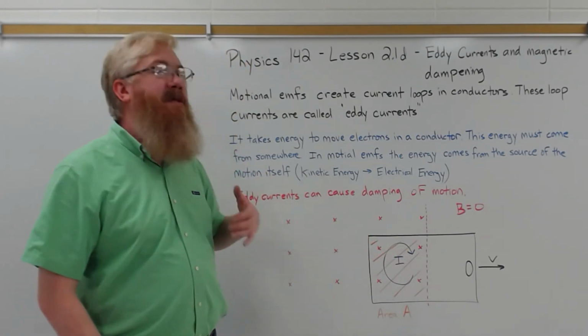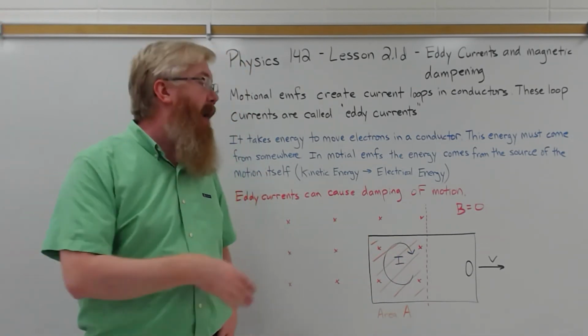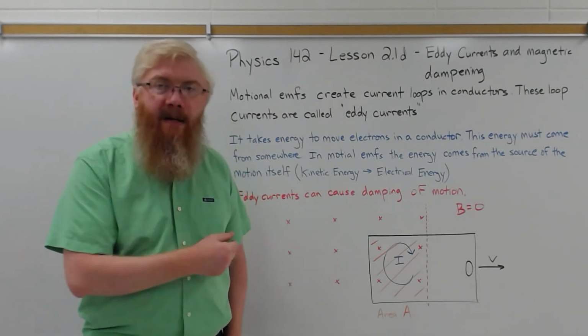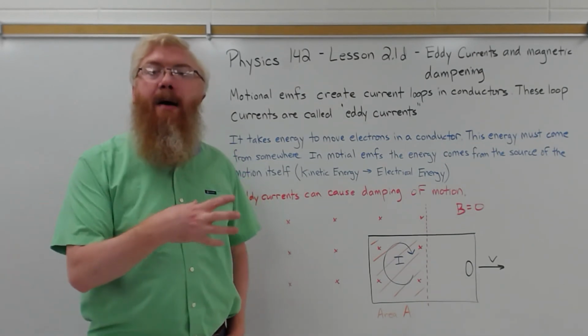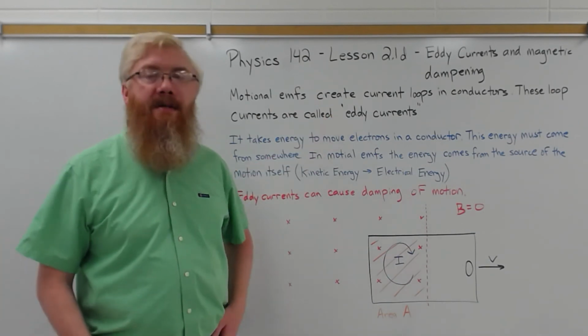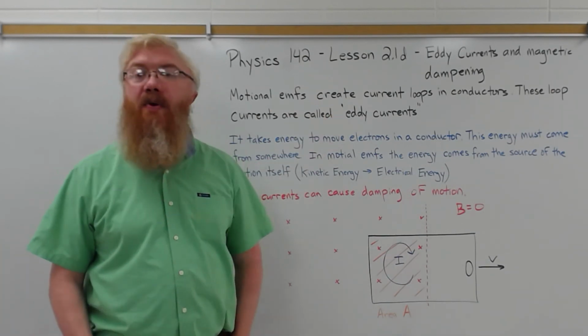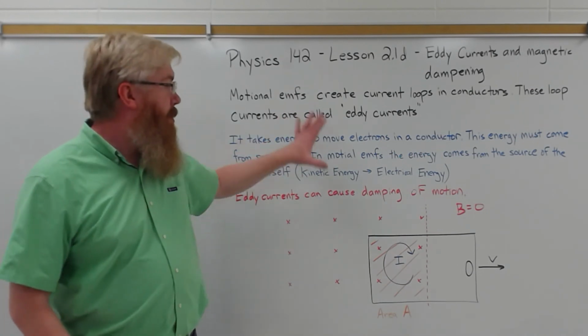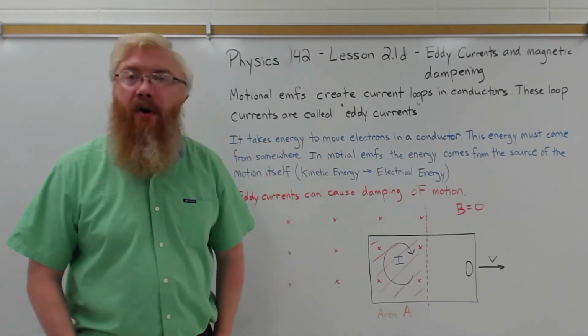You can do magnetic braking in elevators and things like that, but it requires motional EMF. So the object has to be moving. A stationary elevator cannot be braked in this case. But if you have a fast-moving object and you want to slow it down, then these eddy currents and magnetic dampening are a way of doing that through the induction of currents in a conductor.